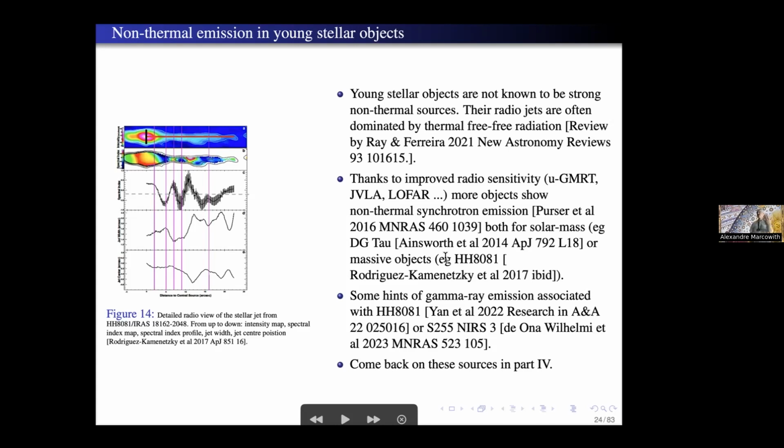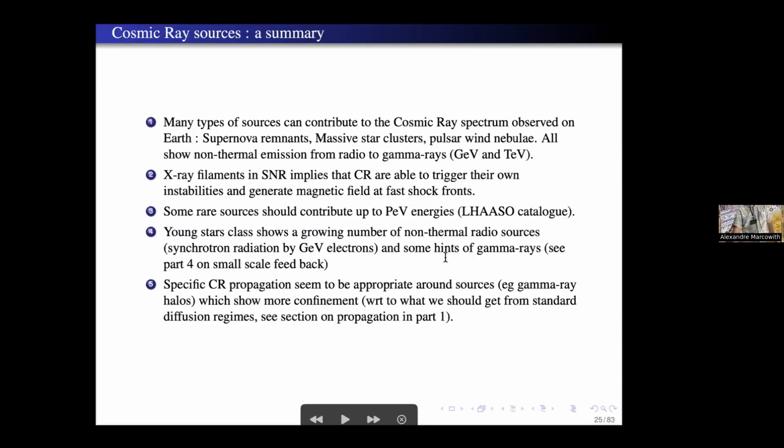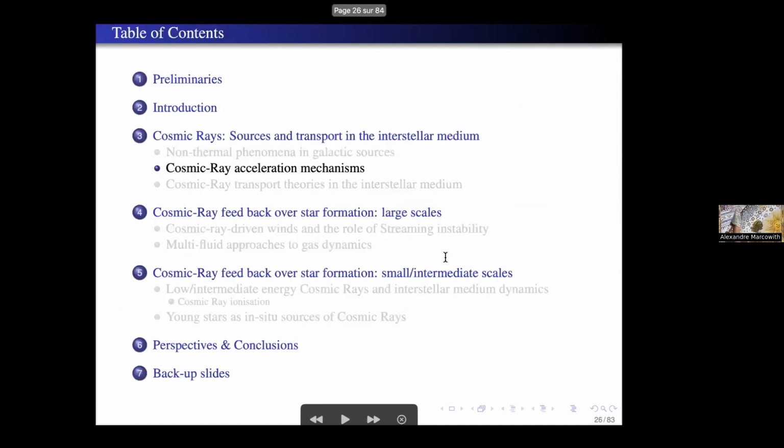And at shocks, you can have particle acceleration, electron acceleration, producing synchrotron radiation. There have been some claims that this object is producing gamma rays, but the analysis has to be taken with some care. Okay, this kind of summary you can read. I will move on because otherwise we'll never finish.